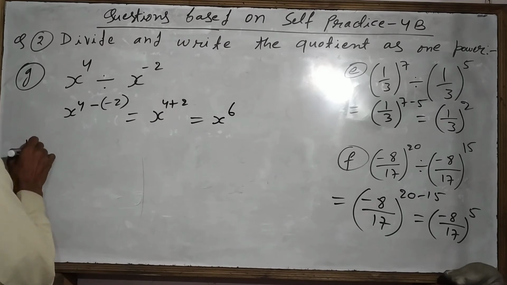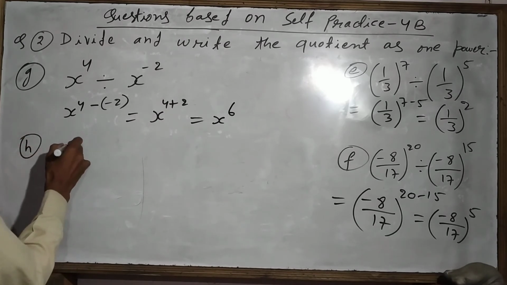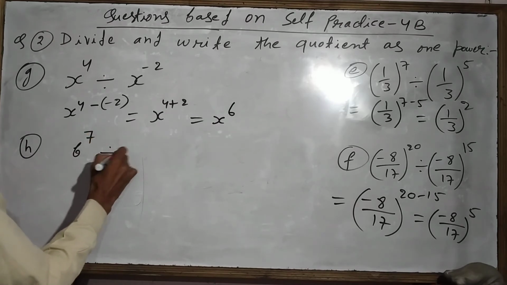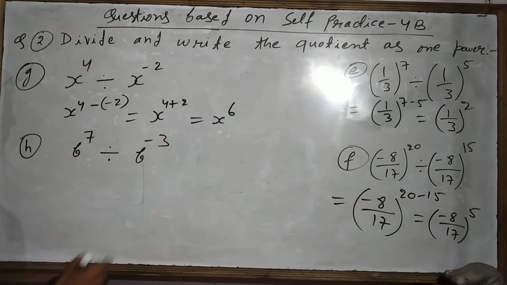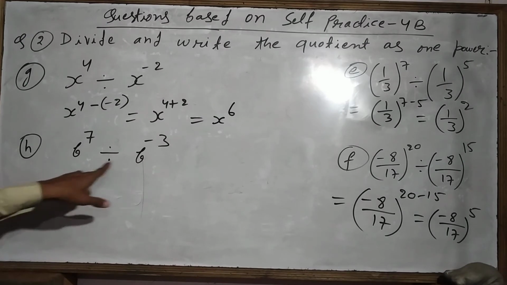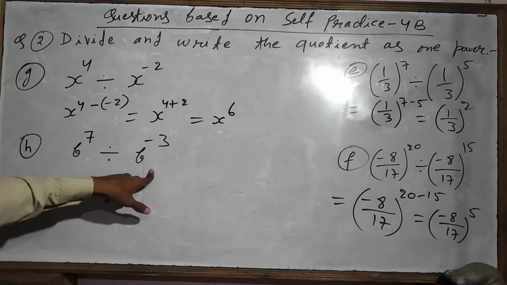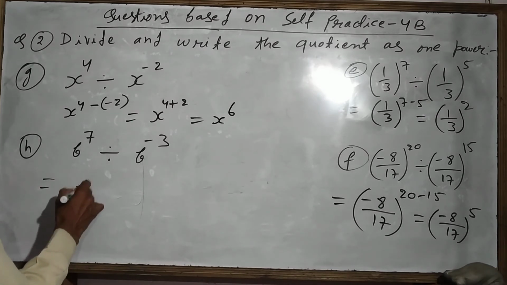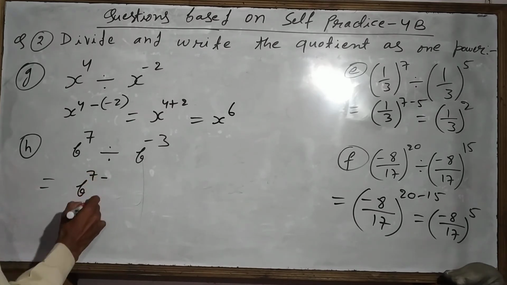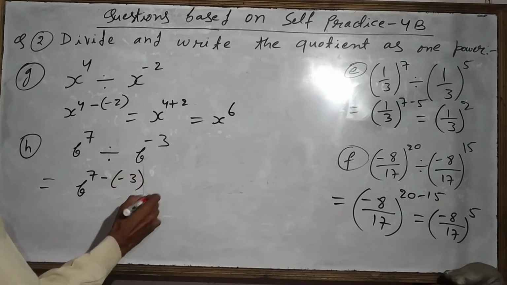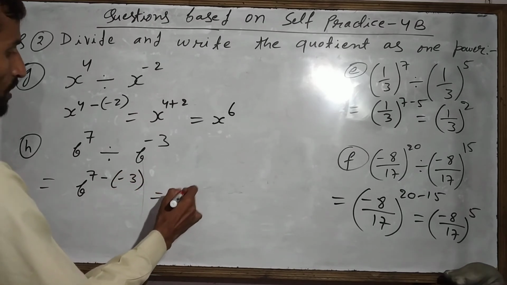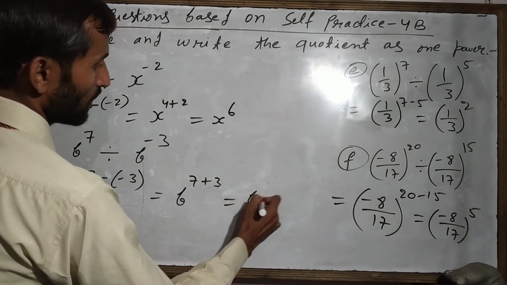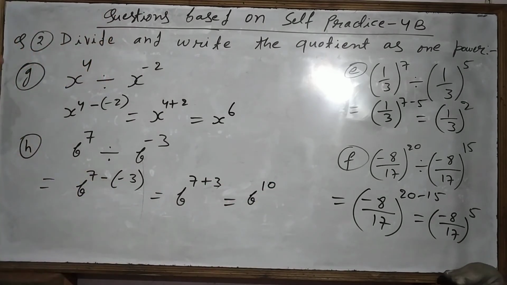Okay, next part, H, b power 7 divided by b power minus 3. So again just you see here, both have the same base, the power is different and division is there. So we will subtract again. So b power 7 minus 3 it will come. So the final answer will come b power 7 plus 3, it will come b power 10. Okay, this is the final answer.